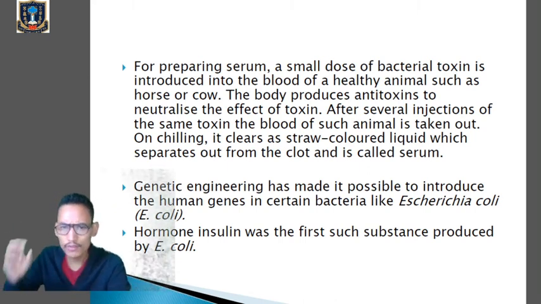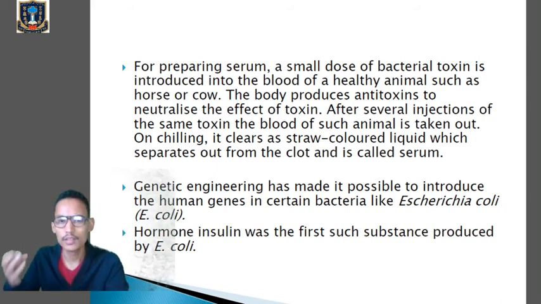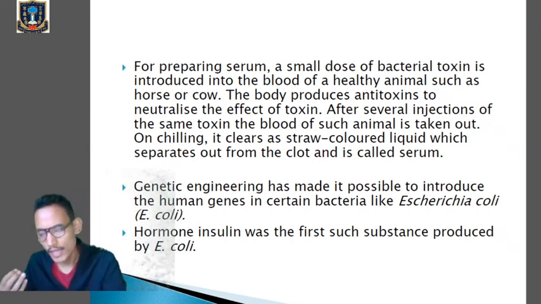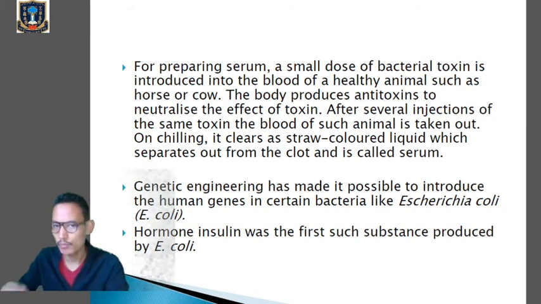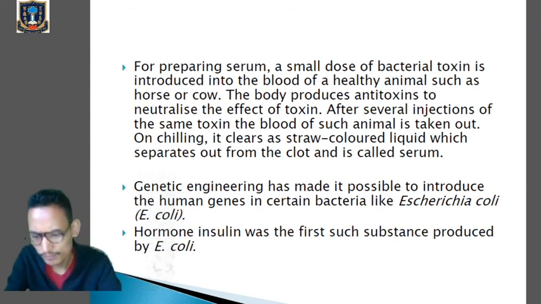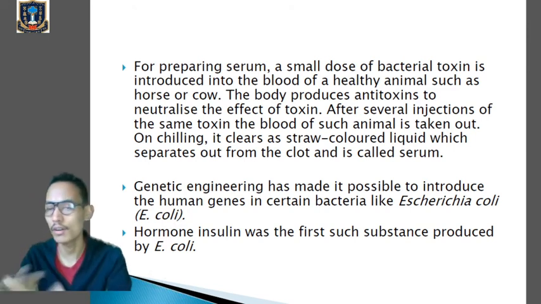Clear? So after several injections of the same toxin, the blood of such animals will be taken out. It will be chilled, and when the blood of the animals is chilled, it will produce a clear, straw-colored liquid which is called the serum. Clear? Simply, what we are doing is putting the bacterial toxin into the body of a healthy animal such as a cow or horse. Let's say, for example, horse.